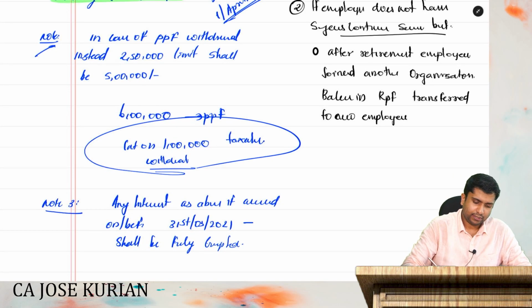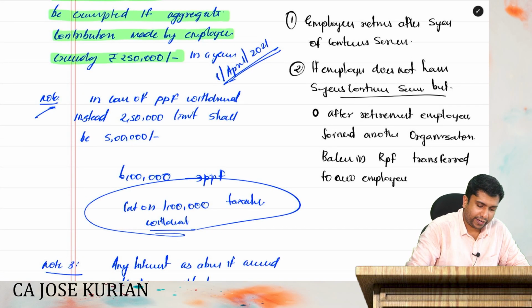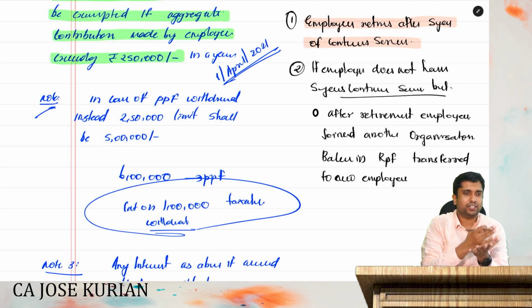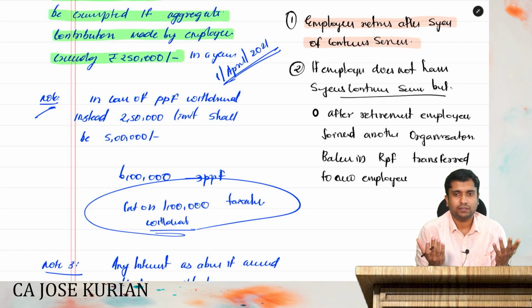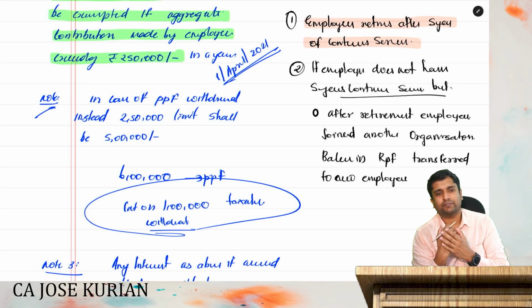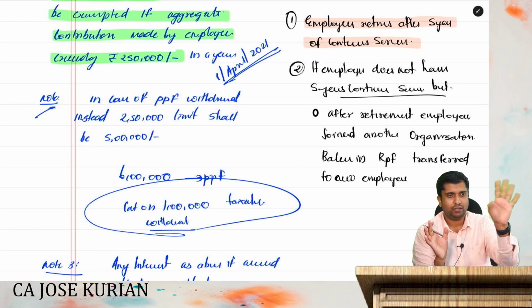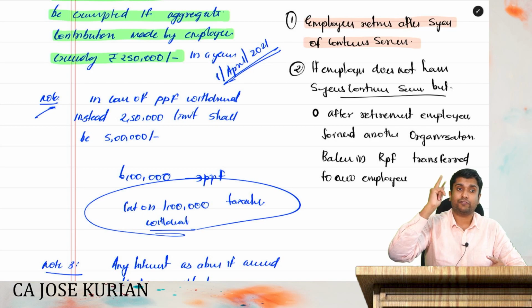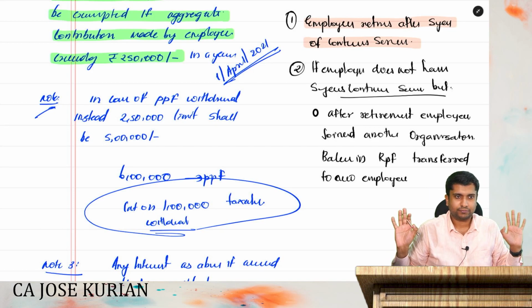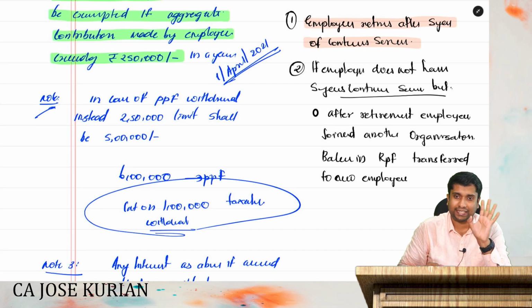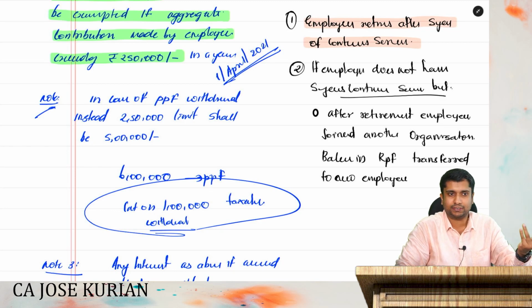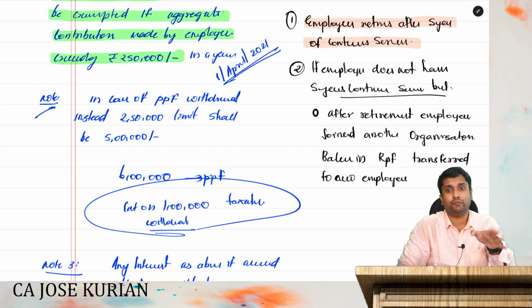The first point you should know: if I have 5 years of continuous service, I don't even think about taxation. All the withdrawals from RPF are fully exempted. I can enjoy exemption under section 10(12). Second point: if I don't have 5 years of continuous service, then normally it should be taxable. But that means I've retired before 5 years. I joined the company and got out before 5 years.